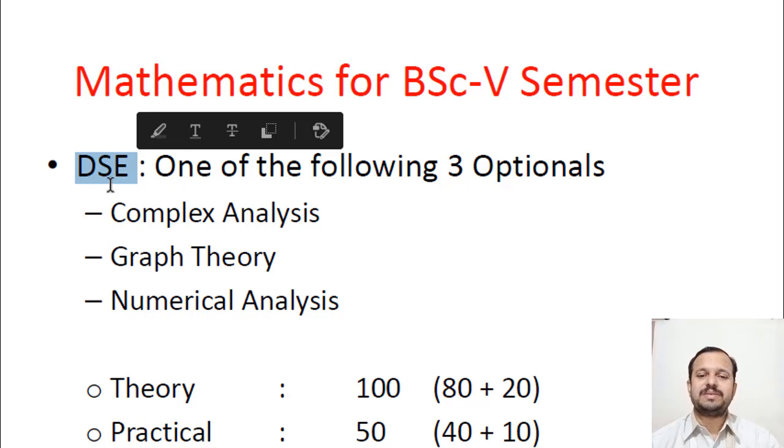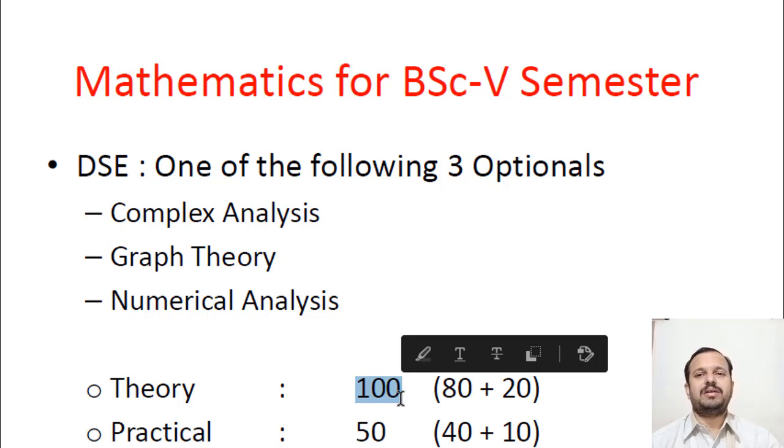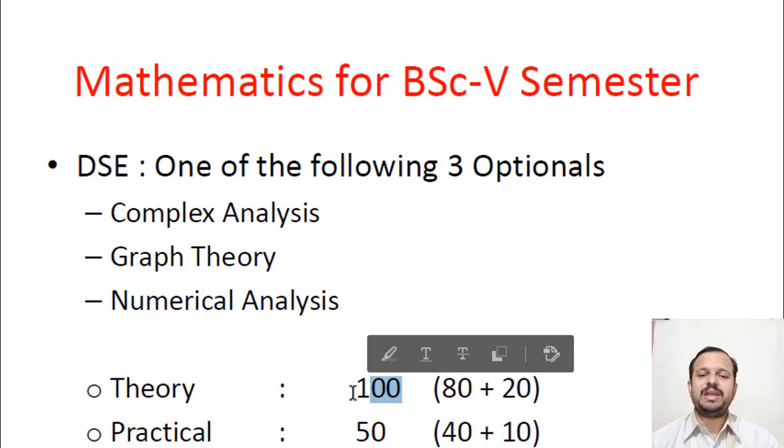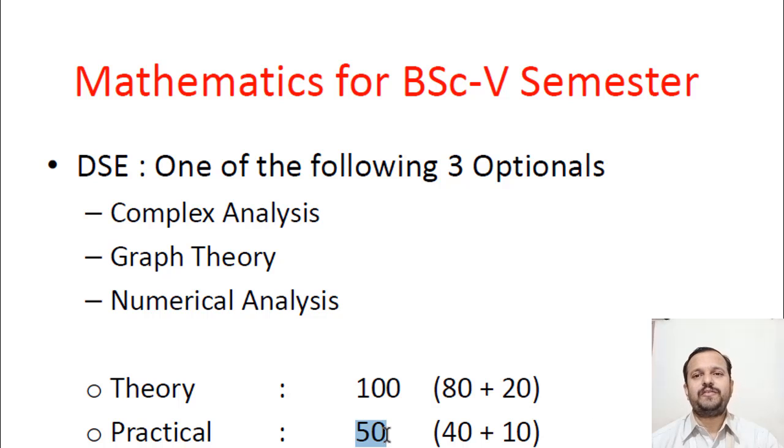So likewise, for each of your three subjects, that is for physics you will be having 150, for chemistry or any other subject, whichever you are having, for that you will be having 150 for DSE. So in this way you will be having 450 marks for DSE.